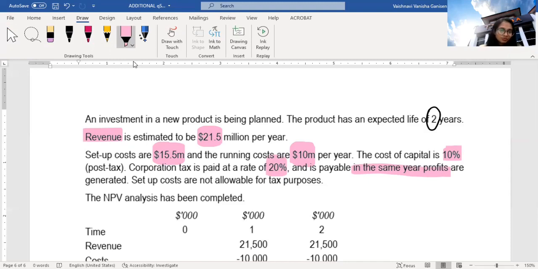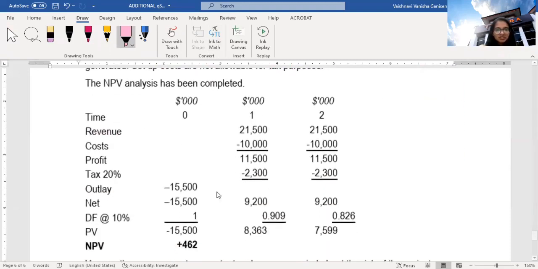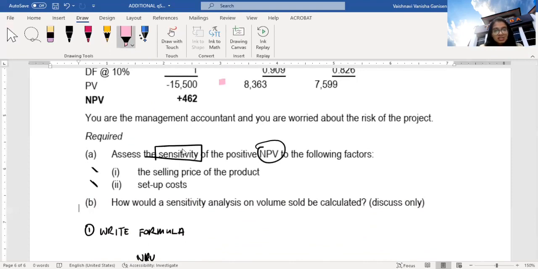Now, so he has already given you the information: revenue, cost, profit, tax, your initial investment. So these are all my net cash flows, discount factor, PV, and also NPV. So he asked you to calculate two things, the selling price and the setup cost. If selling price, you use the PV of cash flow method for both. Okay, setup cost is your initial investment. All right, so let's do this together.